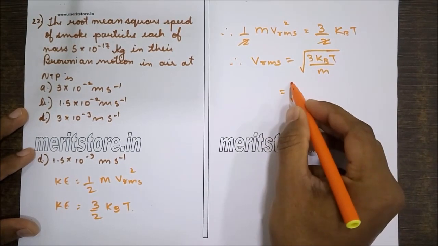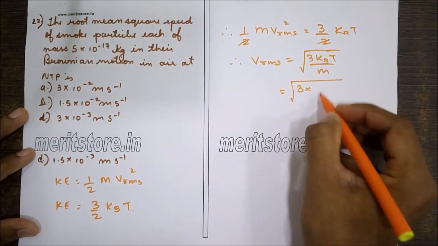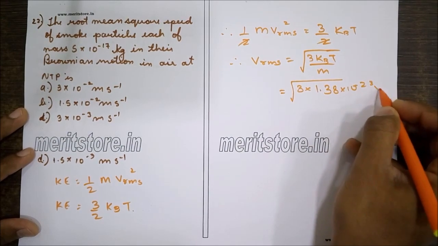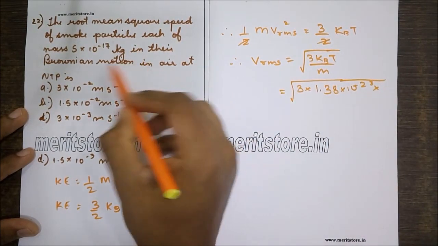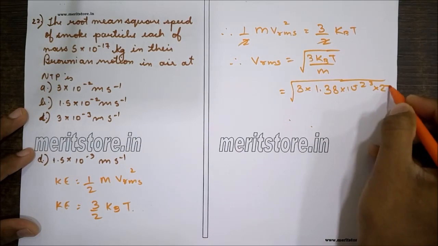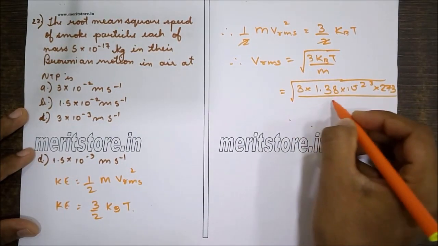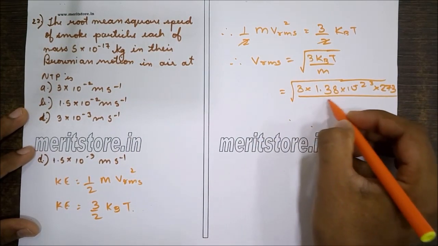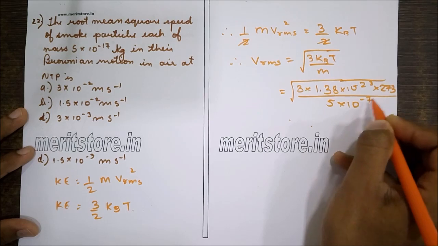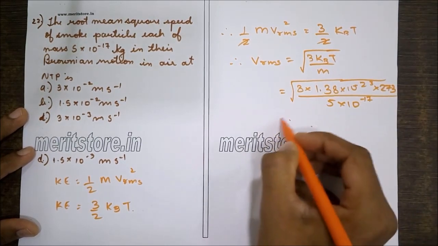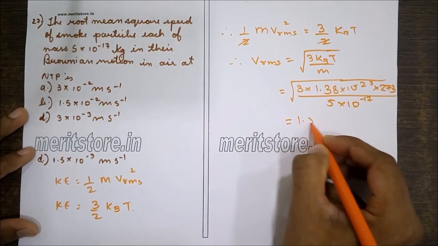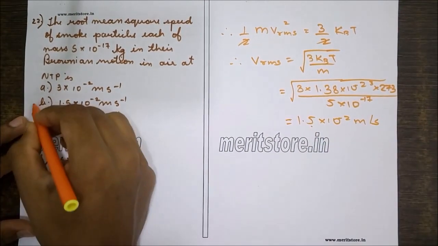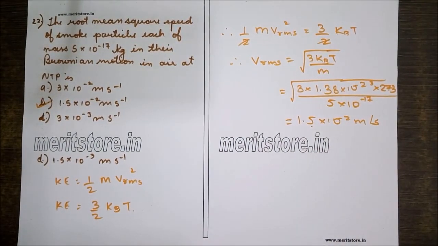So substituting these values, we get 3 times the value of kB. Boltzmann's constant is 1.38 into 10 raised to minus 23, and the normal temperature is 0 degrees Celsius or 273 Kelvin, upon mass of the gas. Mass of the particles is given as 5 into 10 raised to minus 17 kg. So solving this, we get the answer as 1.5 into 10 raised to minus 2 meters per second. Hence option B is the correct answer.